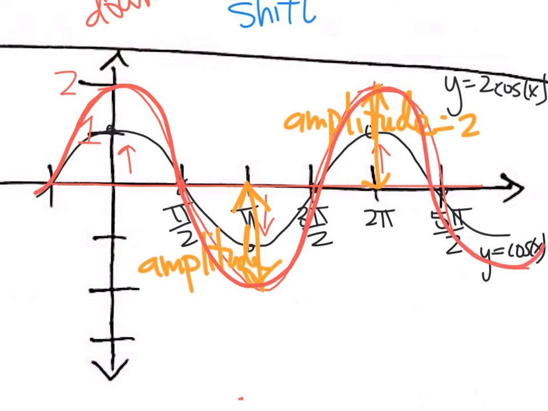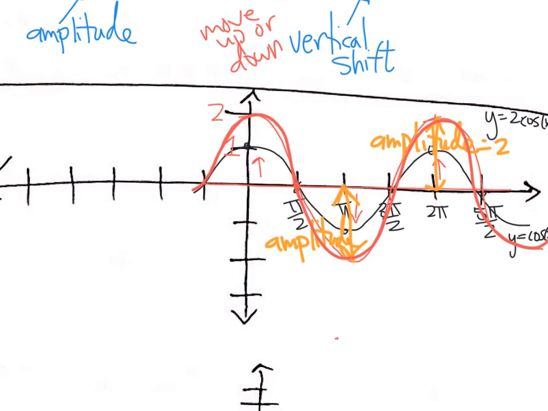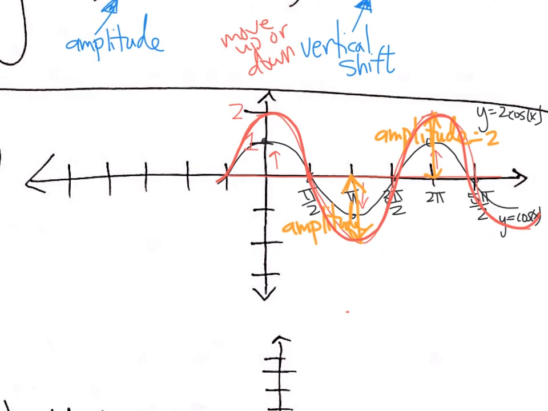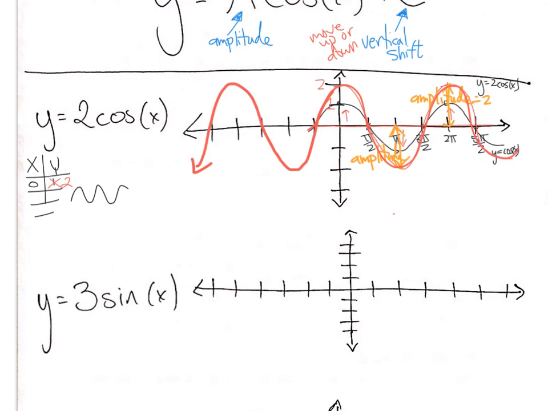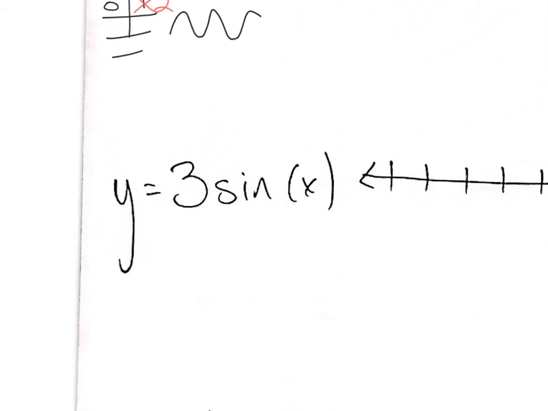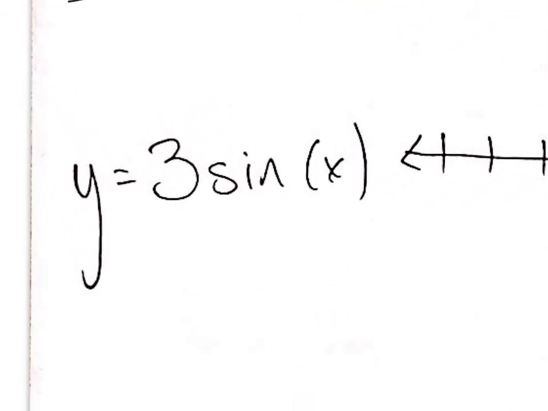So again, we're learning how to be efficient with our time. You could plot a bunch of points. That would be a lot of work. Or we can use what we know about the basic graph and then just modify it. So there's our graph. Pat ourselves on the back and move on. Okay, so next up, y equals 3 sine x. We know that our amplitude will be 3.